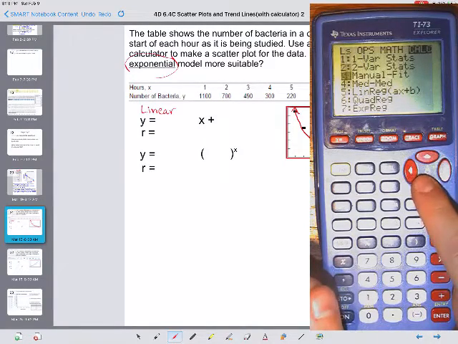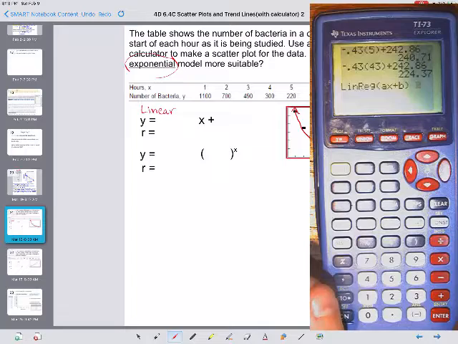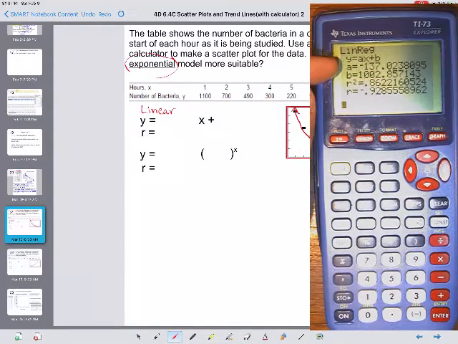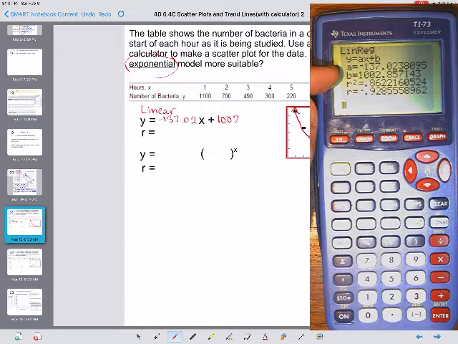And then we're going to go down to linear regression. And we can just hit enter. We don't have to store it into our calculator if we don't want to. Got y equals ax plus b, where a is negative 137.02 x, and then the b, or the y-intercept, is going to be plus 1002.86. Rounded to the nearest hundredth would be 86.